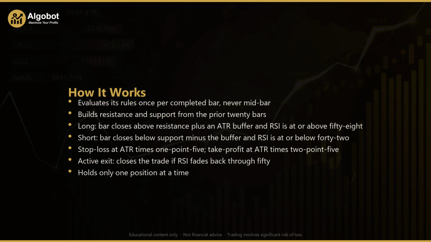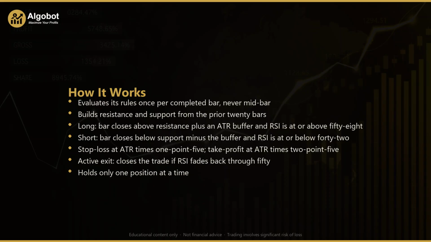Now the entry conditions. For a long, two things must be true at the same time. The closed bar must finish above resistance plus the buffer, and that buffer equals the breakout buffer setting, default 1/10, multiplied by ATR. On top of that, RSI must be at or above 50 plus the momentum band. With the default band of 8, that means RSI at or above 58. For a short, the mirror applies. The bar closes below support minus the buffer, and RSI sits at or below 42.